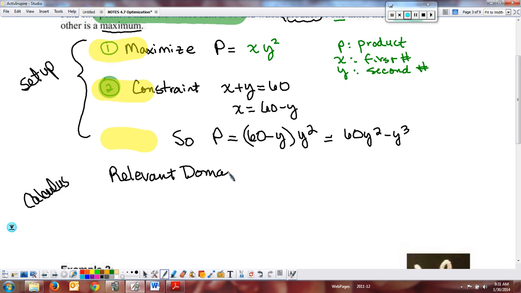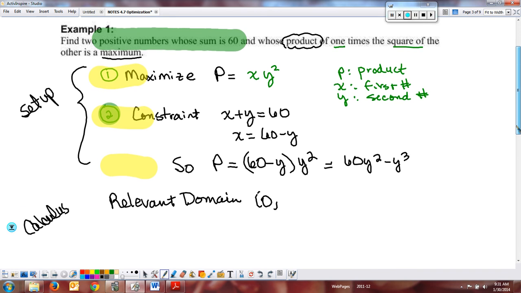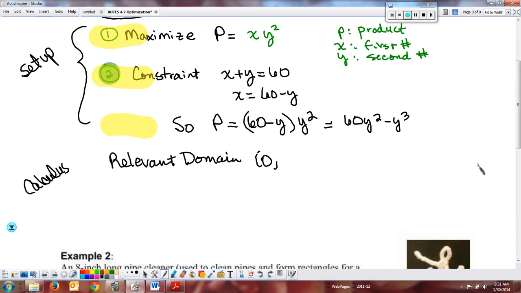So our relevant domain, when we take a look at this, is we say, all right, Y is this number, and it's positive, so that's the first thing we should notice. So it has to be greater than 0, and the sum of these two positive numbers is 60. Now let's think about it. If I add two positive numbers together, what is the biggest value that it could be? Could it be 75? The answer is no, because the other number is also positive, so the only way that two positive numbers add to 60 is they have to pretty much be between 0 and 60.